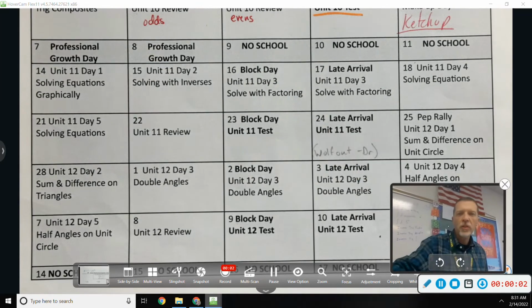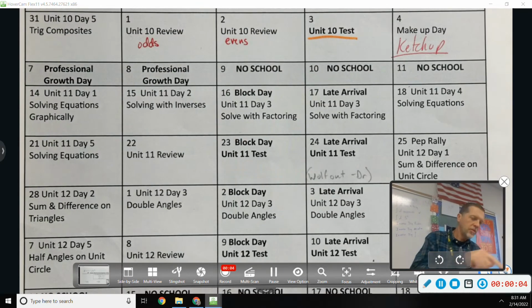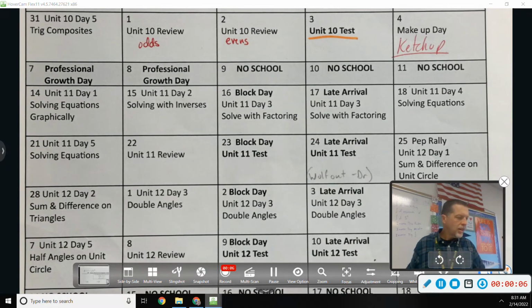So a nice perfect break. The ice break, we missed a day, but it didn't matter.